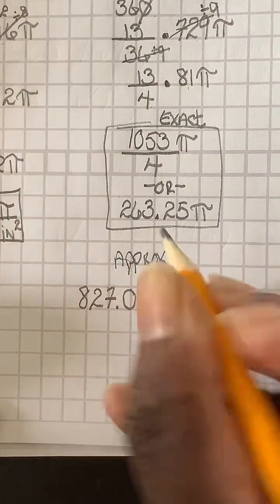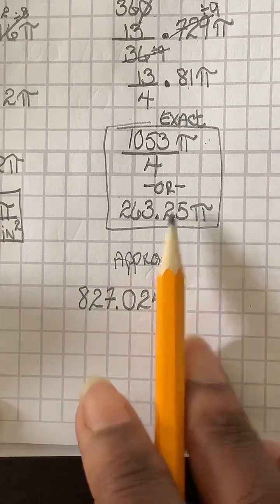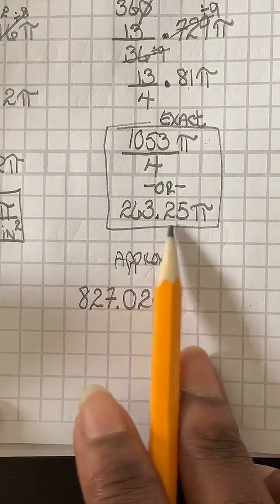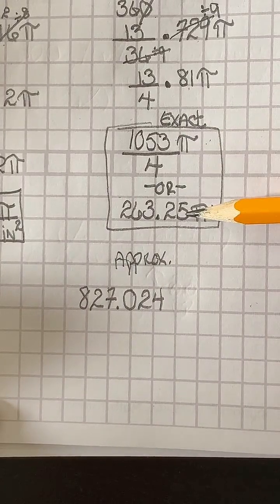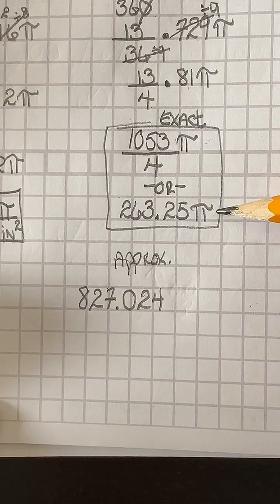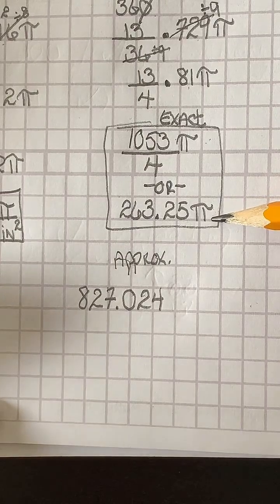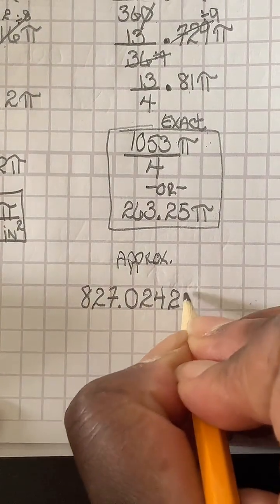And it all depends if you're trying to figure out which answer is the true answer? Well, if they say exact, you can go either or. Okay, because we didn't have to round this decimal. That's exactly what 1,053 divided by 4 gives us. And you just leave it in terms of pi, aka just leave the pi. Don't worry about 3.14.